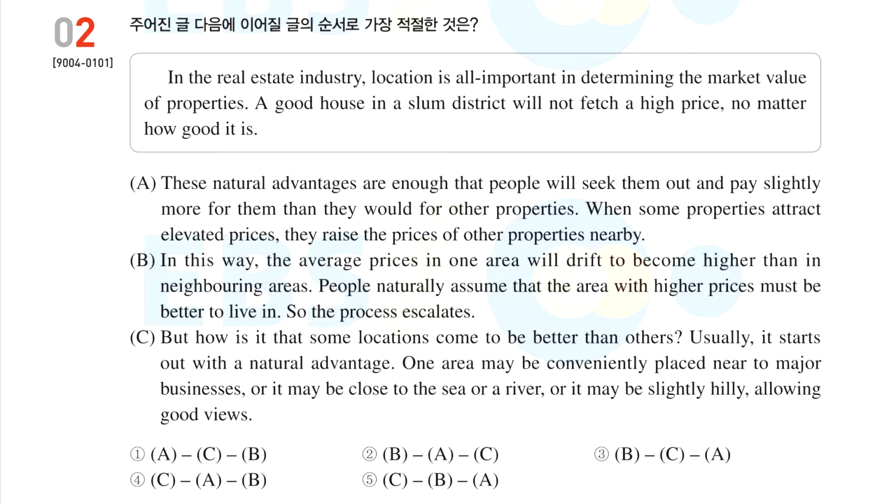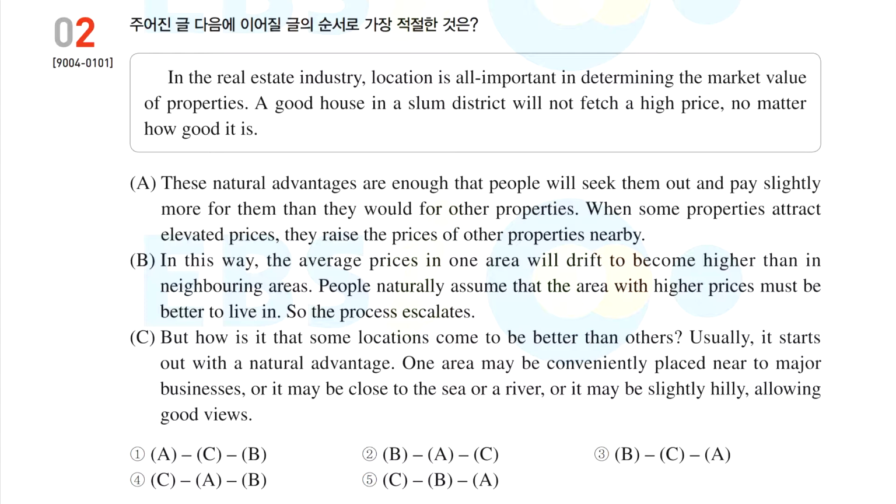Exercise 2. In the real estate industry, location is all important in determining the market value of properties. A good house in a slum district will not fetch a high price, no matter how good it is. But how is it that some locations come to be better than others? Usually it starts out with a natural advantage. One area may be conveniently placed near to major businesses, or it may be close to the sea or a river, or it may be slightly hilly, allowing good views.